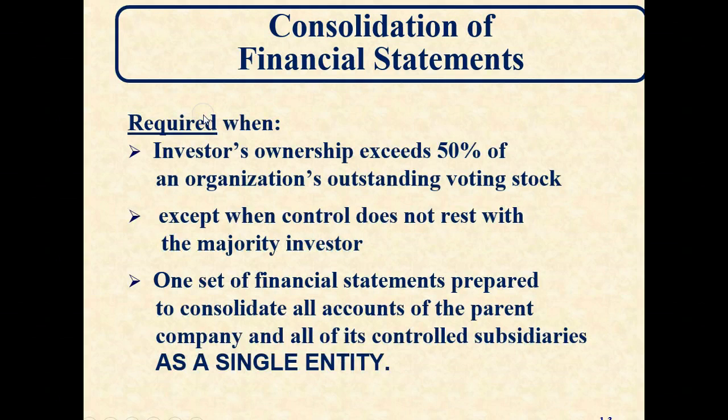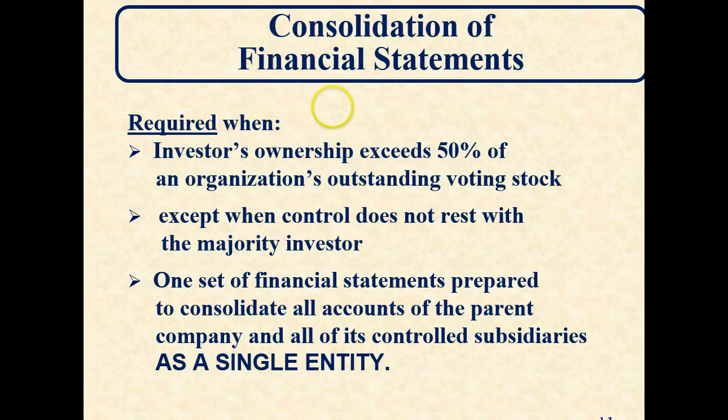So basically, we are required through GAAP to consolidate financial statements when investors' ownership exceeds 50% of an organization's outstanding voting stock. So let's just say we have a company and they own 50% of another company's stock. We are going to be required to consolidate those financial statements just based on that concept, okay?